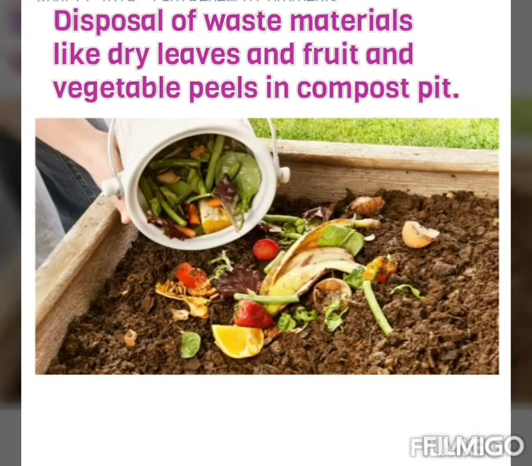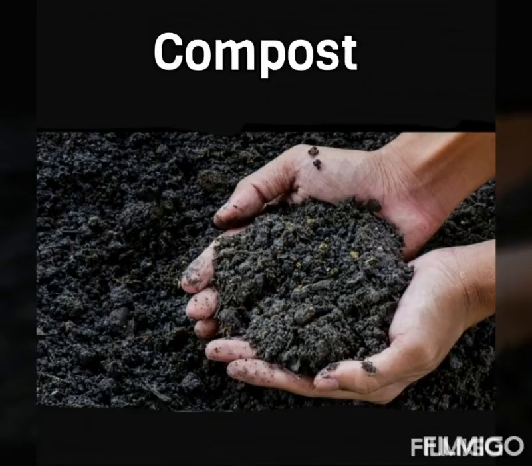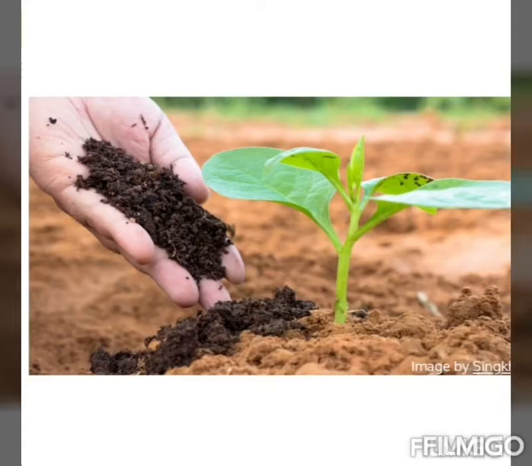In some places, people collect all the dry leaves and household waste and dispose of it in a pit called compost pit. After a few days, this waste material decays and turns into manure called compost. Compost is rich in nutrients. It makes the soil fertile. So it is added to the soil for healthy growth of plants.